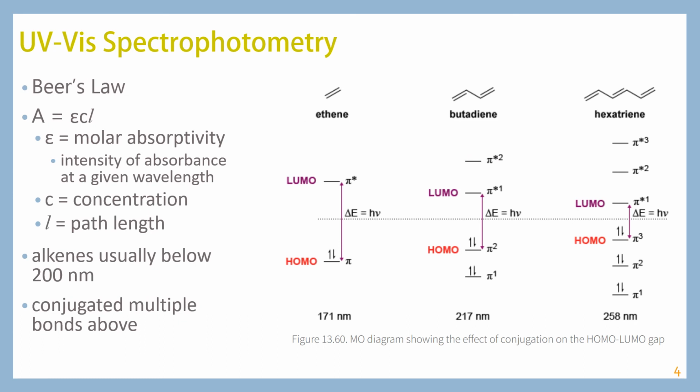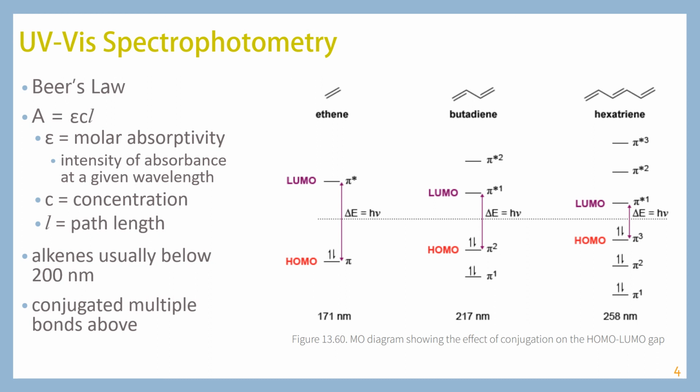Now, the last topic in this chapter is UV-Vis spectrophotometry. We're not going to go into too much detail on this. You do learn about UV-Vis spectrophotometry in Gen Chem 2 lab, so you've already kind of been exposed to this. What you haven't been exposed to is the applications in the organic field.